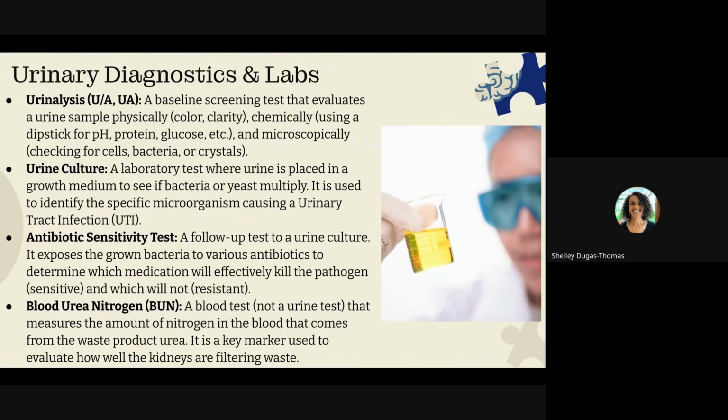Culture and sensitivity, C&S, shows signs of infection. A urine culture is ordered to grow out the specific bacteria. This must be taken before antibiotics are started. Then an antibiotic sensitivity test is run to see which specific medications will successfully kill that pathogen.